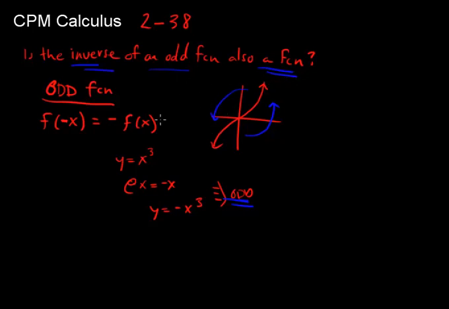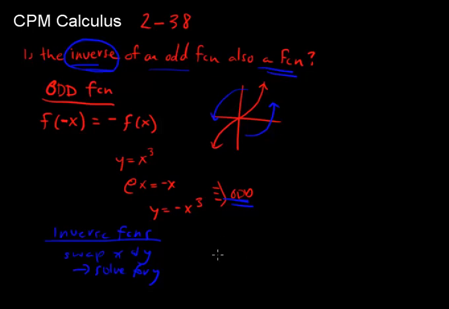Okay, so we know we're starting with an odd function. What is the inverse of a function? Well, basically we swap the x and the y, and then we solve for y. That's one way of thinking of it. Also, we know properties of inverse: swap x and y, solve for y.